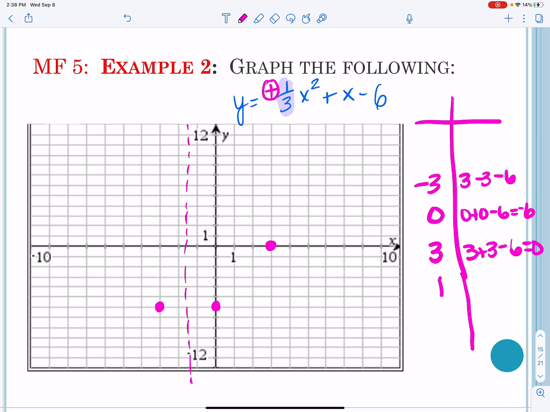So maybe instead of putting in 1, I want to put in a negative 1 because that's going to be close there. Negative 1 squared is 1, so this would be 1/3 minus 1 minus 6. So that's a negative 7 plus 1/3. So that's going to be a negative 6 2/3, which means a negative 2 is going to give me the same answer because it's on the other side.